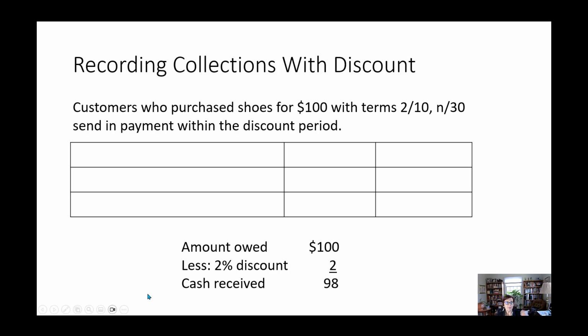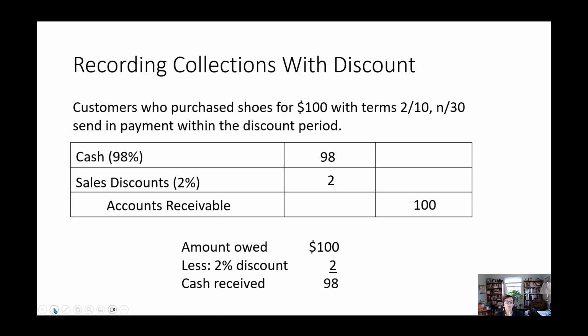So we are receiving cash. We're debiting cash for $98. Our cash is going up. We're going to debit sales discounts, which is also a reduction of our sales. We are going to credit accounts receivable.